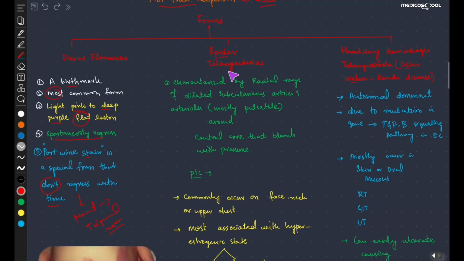The second one is called the spider telangiectasia. So what is spider telangiectasia? It is characterized by the radial rays of dilated subcutaneous arteries and arterioles, which are mostly pulsatile, and they are present around a central core that blanches with pressure.